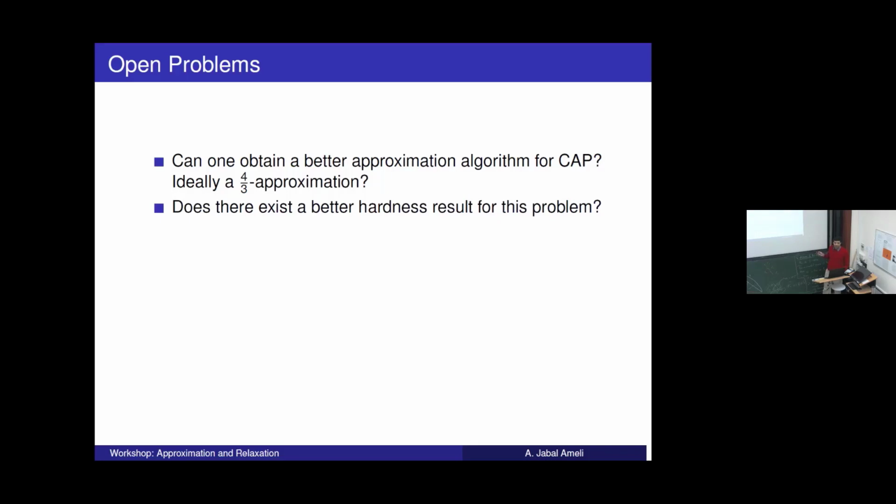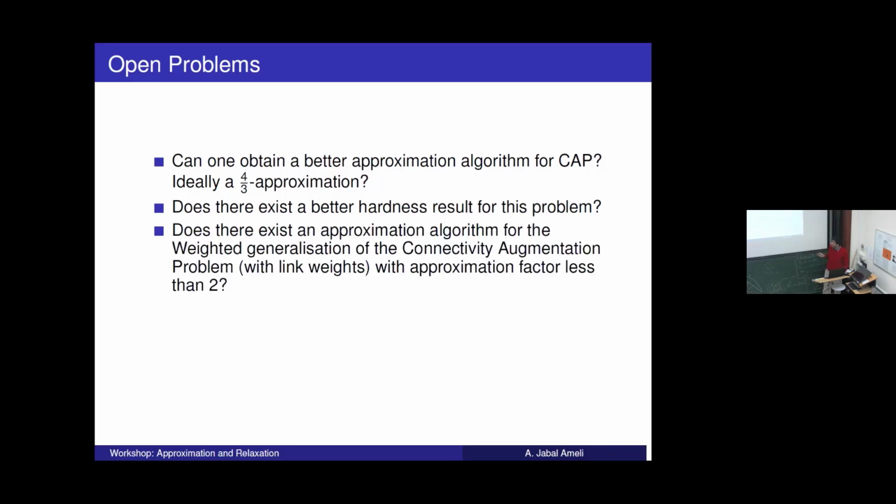As far as I know, it has only been proved that a PTAS does not exist. And the factor, I think, is like 1.01. So having a lower bound which is significantly higher than 1 is highly appreciated.